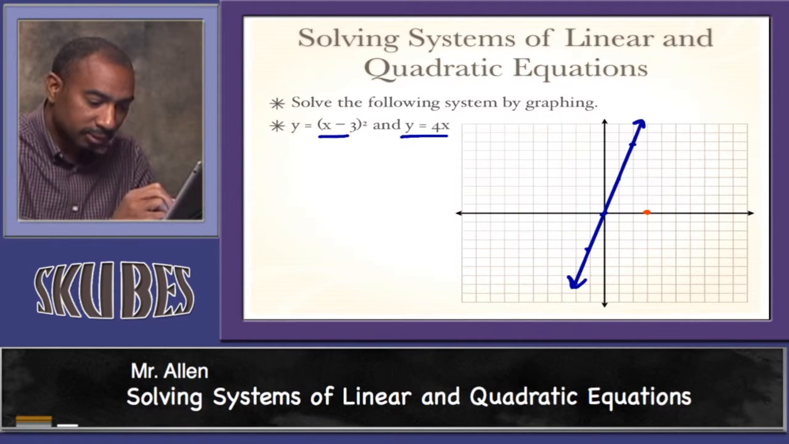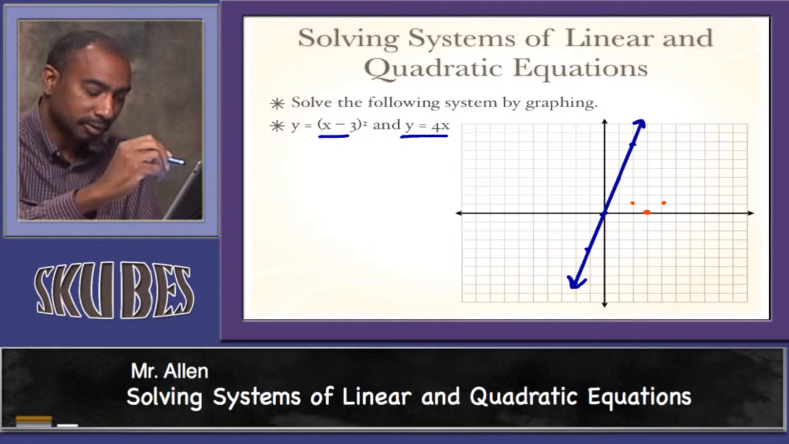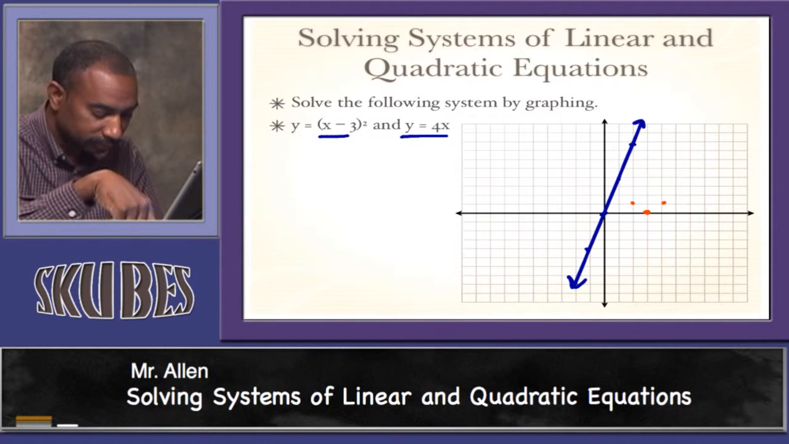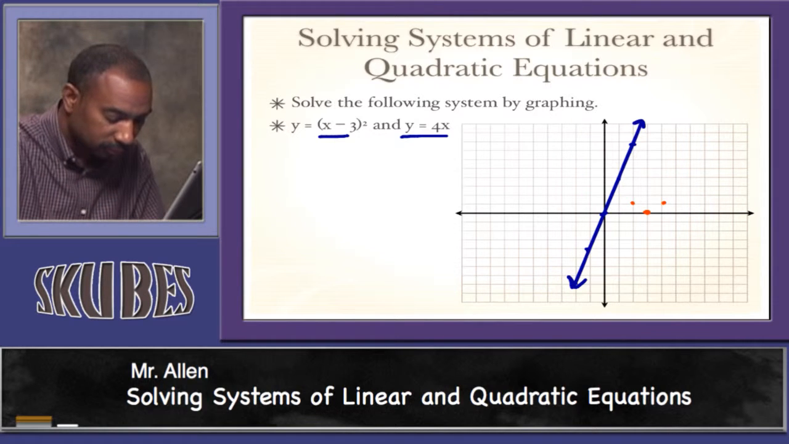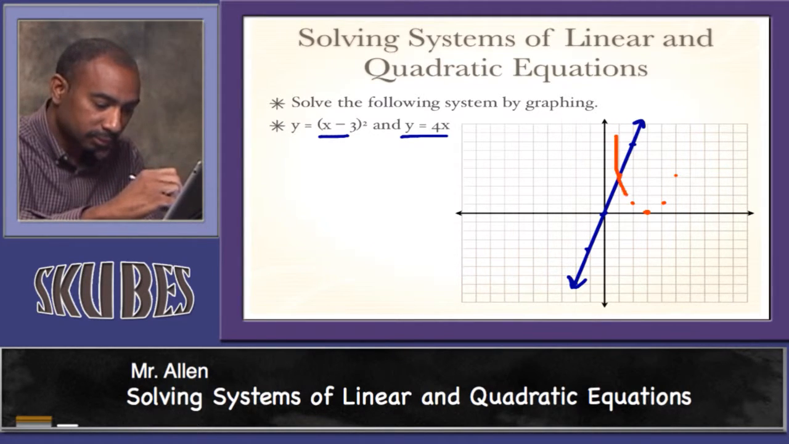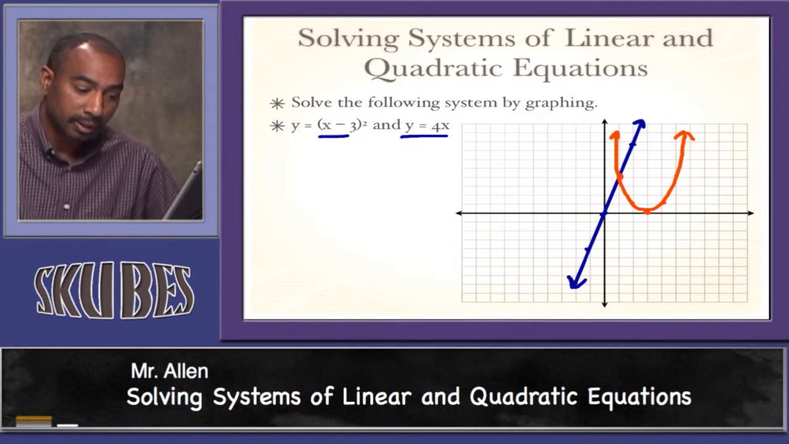So if x is 2, I'm going to get 1. And if x is 4, I still get 1 because of symmetry. If x is 1, I should get 4. 1, 2, 3, 4. All right, so it's going to look something like this. And if you notice, this is the point of intersection. All you're looking for is the point of intersection where the two graphs meet.